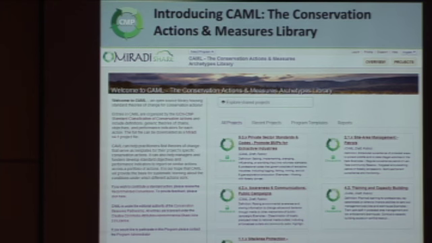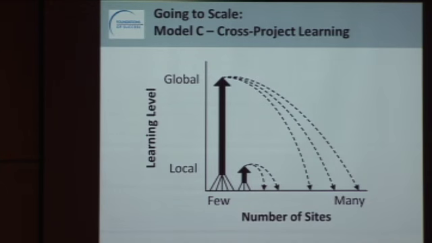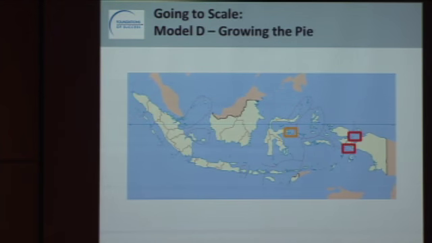So if you're going to start a project and you want to have measures, you don't have to start from scratch. You can go to this library, check it out, pull it out, and base your project off what's there. And that's the basis for true cross-project learning. We can start to get information from a few sites and then take that information and affect many sites by having that learning come raining down. So that's model C for going to scale.